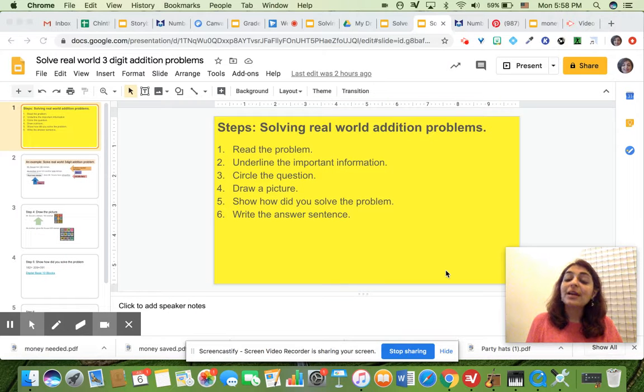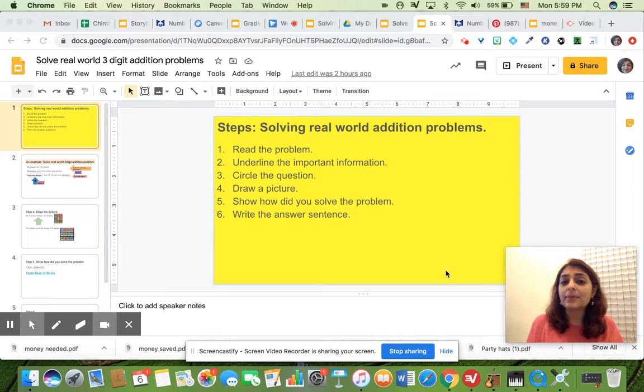Today I'm going to explain how to solve real-world addition problems. Well, sometimes the addition problems would include three-digit numbers. So how do we solve those a little bit complex addition problems?